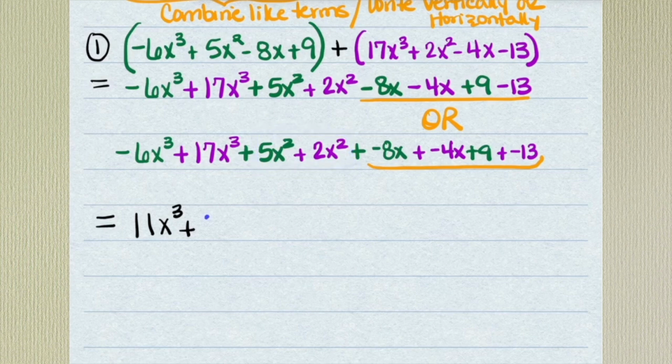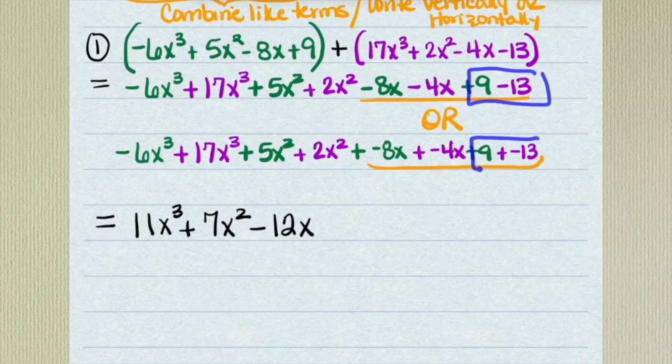Y'all see that? Okay, 7x squared. And then we have a minus 8x and a minus 4x, or if you wrote it that way, whichever you're comfortable with, that's going to give us a minus 12x because they're both negative, right? So I'm going to put minus 12x. And then we have a 9 minus 13. See the constants? Or a 9 plus a negative 13.